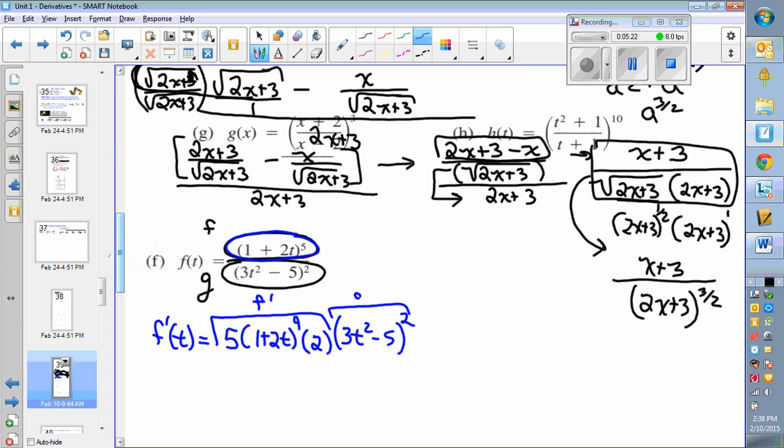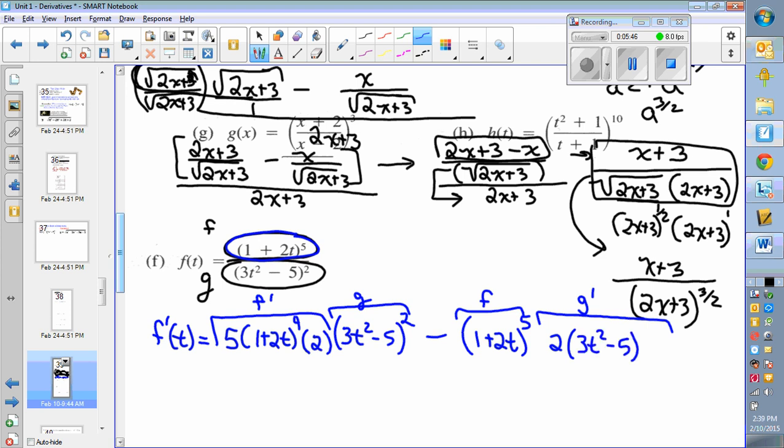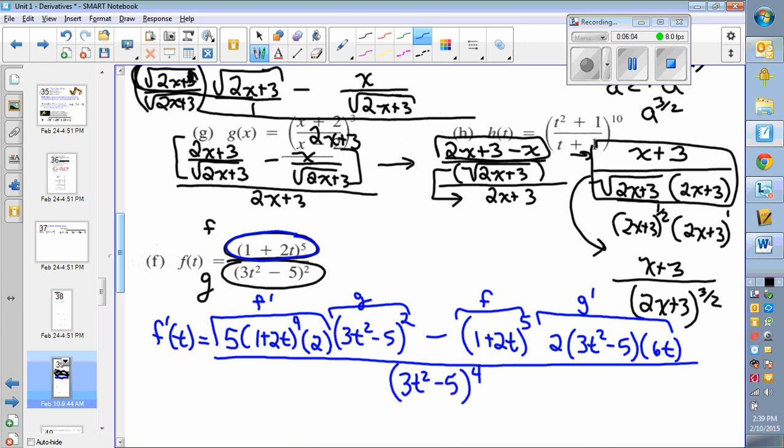That is g minus f, 1 plus 2t to the 5th. That is f. And then g prime is going to be 2 bracket 3t squared minus 5 to the 1 and then times 6t. Okay, that whole thing, don't forget, is divided by the denominator squared, 3t squared minus 5. If you're squaring it, the square becomes 4th power.